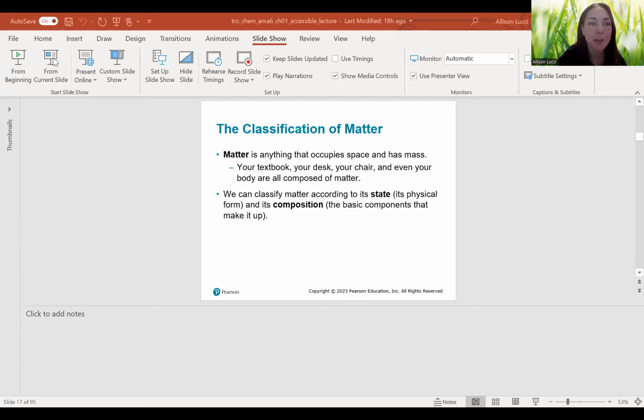So let's return to the next section of chapter one from our textbook. I'm going to share the PowerPoints here and let's pick up where we left off.